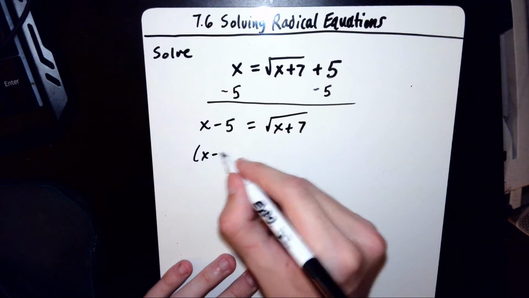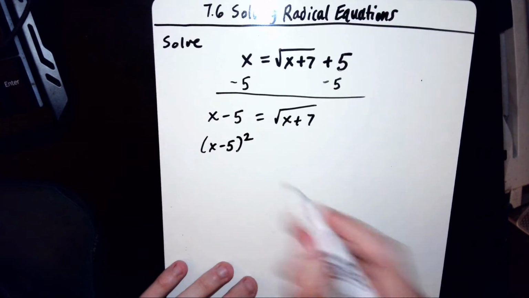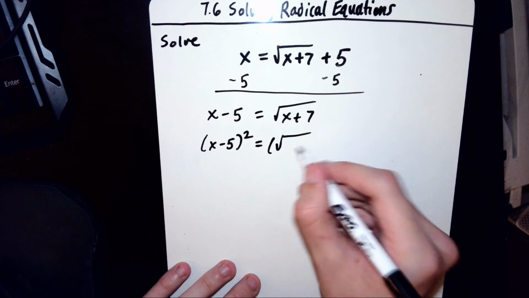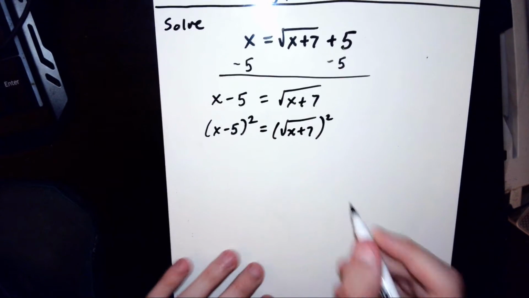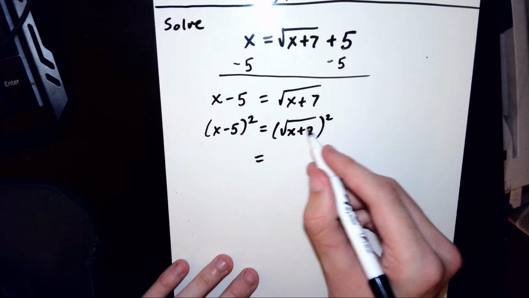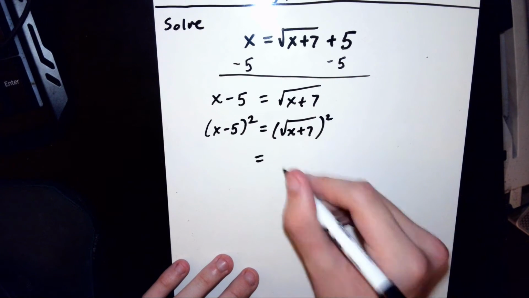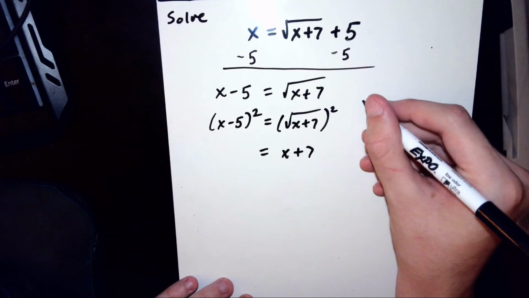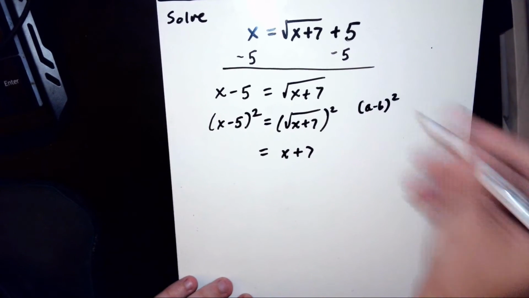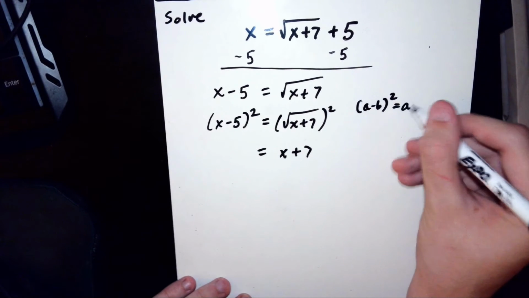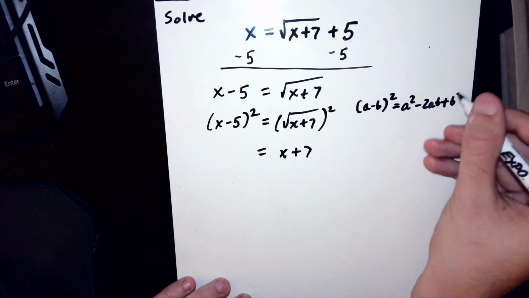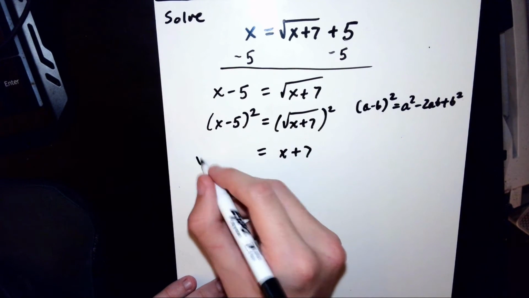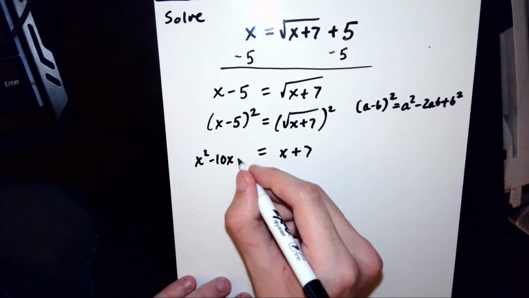This gives us (x minus 5) squared. Remember to use parentheses. And then if you square the square root of x plus 7, the square root and the square just cancel. You're just left with x plus 7. On the left side, remember that in general if you have (a minus b) squared, it's the same thing as a squared minus 2ab plus b squared. So you can use this formula here. This would be x squared minus 10x plus 25.